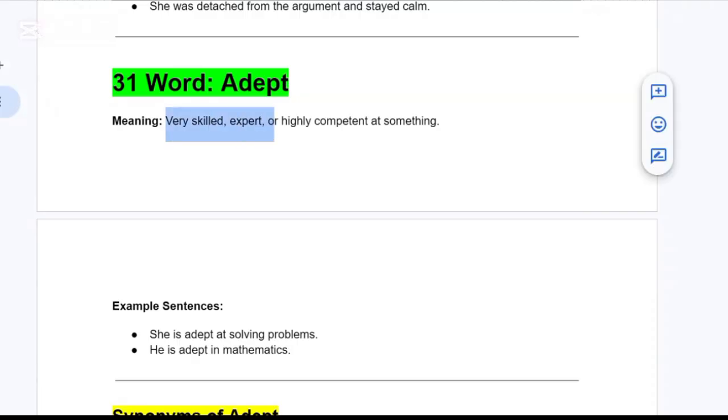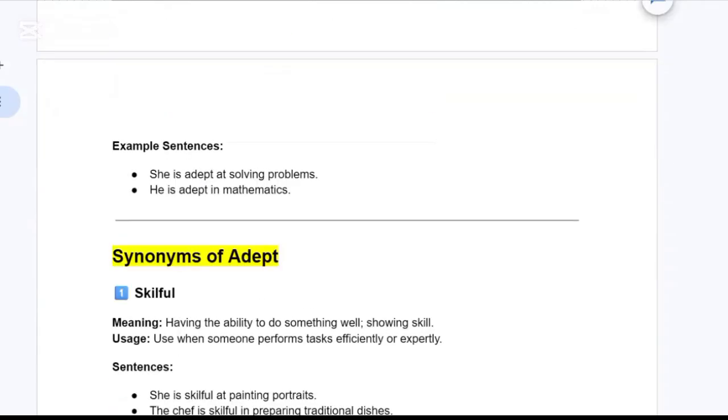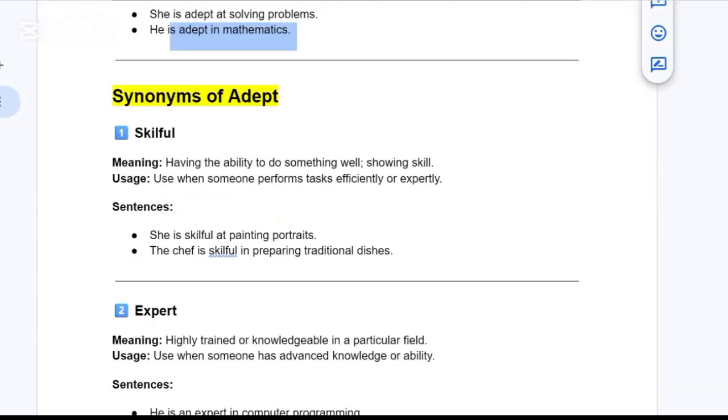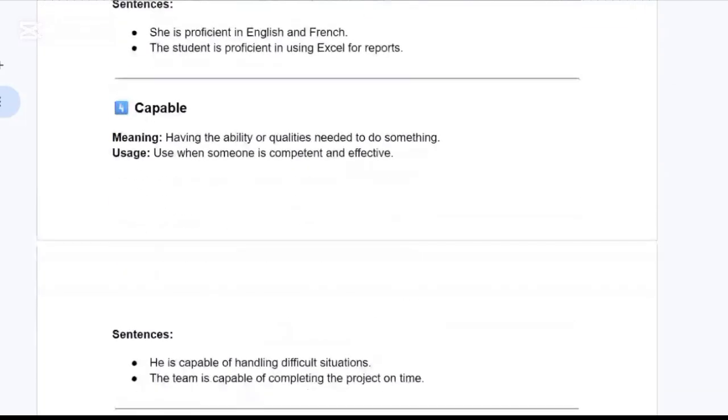Adept means very skilled, expert, or highly competent at something. She is adept at solving problems. He is adept in mathematics. Synonyms of adept: skillful, expert, proficient, capable.